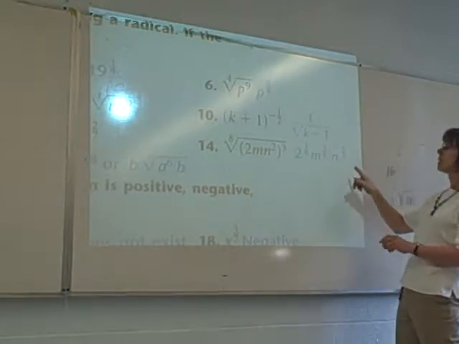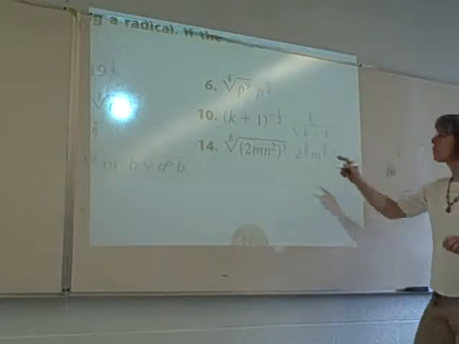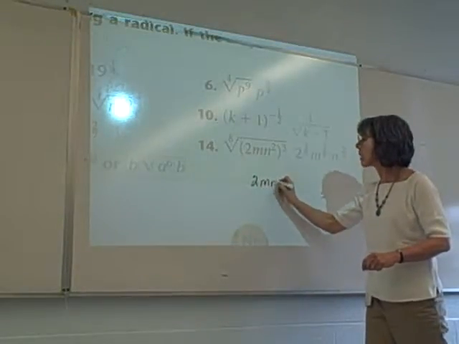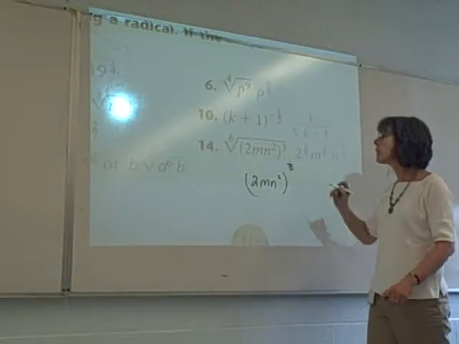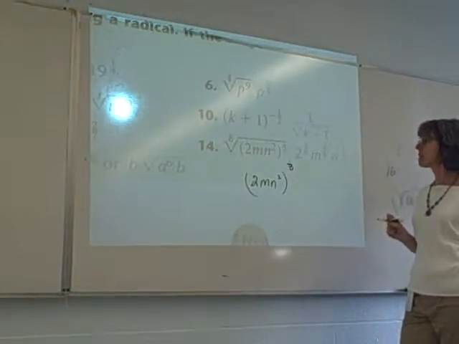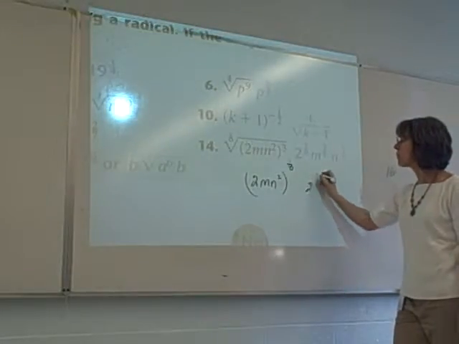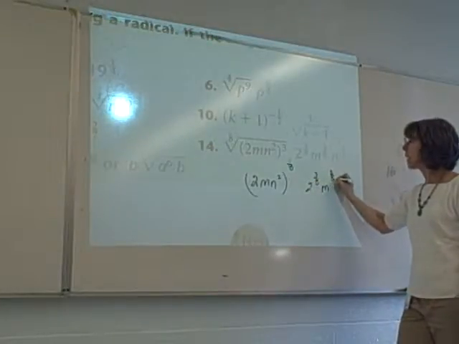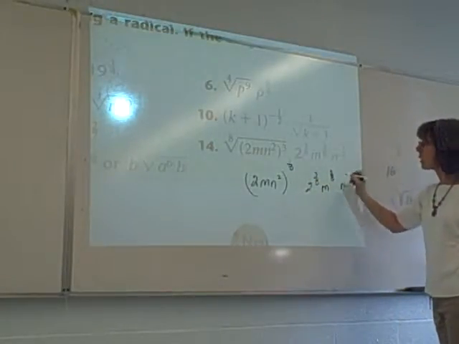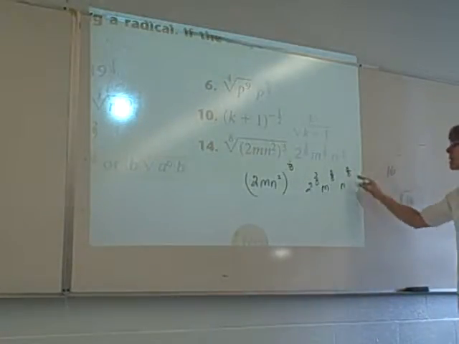Wait a minute. Hold on a second. Let's do the problem. I'm not sure I understand why. Okay, so if I write this (2mn²)^(3/8), right? And I'm doing the distributive property: 2 to the 3/8, m to the 3/8, n to the 6/8. But then why does it have to be an absolute value?